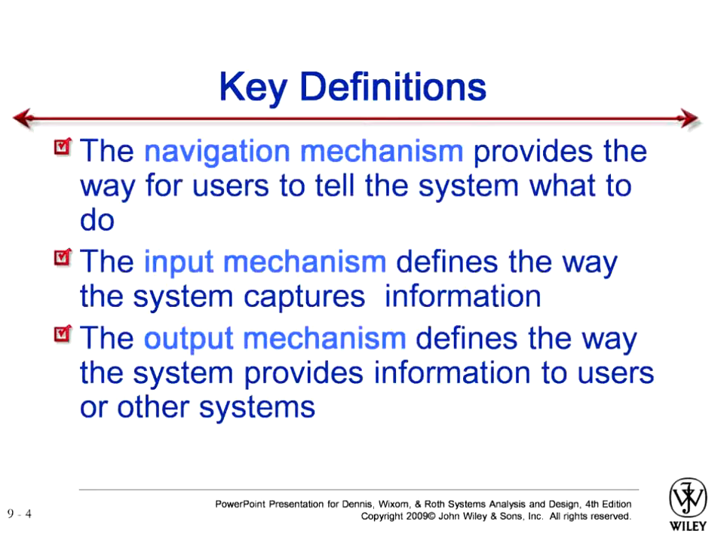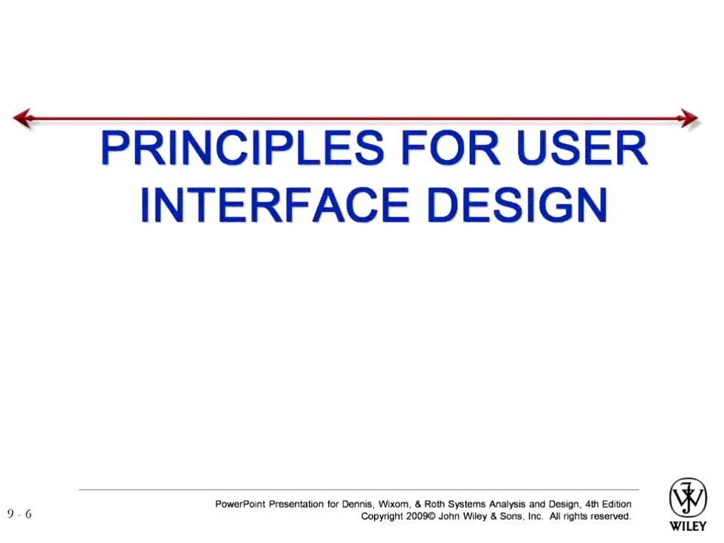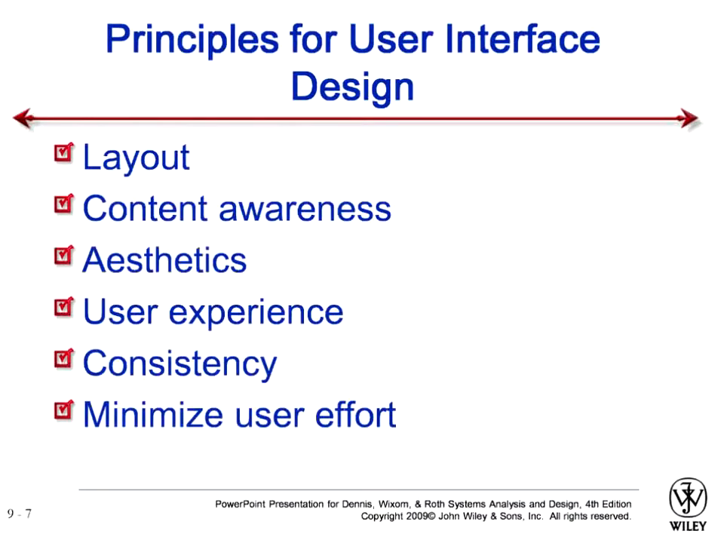The navigation mechanism provides the way for users to tell the system what to do. The input defines how the input will be collected, and output defines how the information will be presented to the users and to the other systems. Then we talked about GUI. We studied some principles of user interface design, which are about layout, about content awareness, about aesthetics, about user experience, about consistency, and about minimizing user effort.